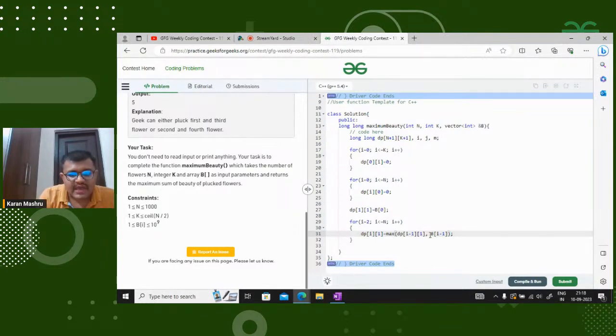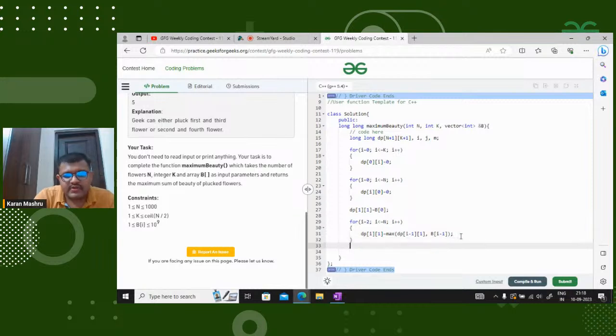or we consider choosing the ith flower. What is the beauty value of the ith flower? It is b of i minus 1. Here I have taken in the loop i from index one, but in the vector it would be 0 index. So the ith flower will be at index i minus 1. So I have taken b of i minus 1. Is this much clear? Now we will fill the remaining.